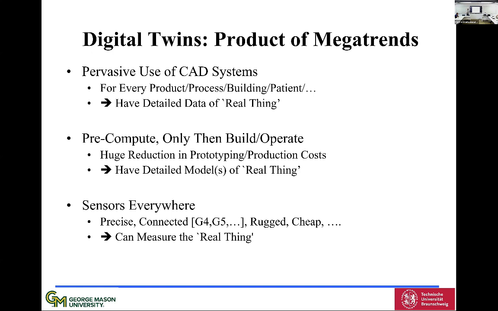So we have detailed data of what the real thing is going to be. Then we pre-compute most of what we build these days, so we have a detailed model of the real thing. And then we have sensors that have exploded over the last 2 decades. So very precise, connected. Of course, we have 4G and 5G connectivity now, up to 7G in the future. They're rugged, they're cheap, they're everywhere. Okay, so we can measure the real thing.